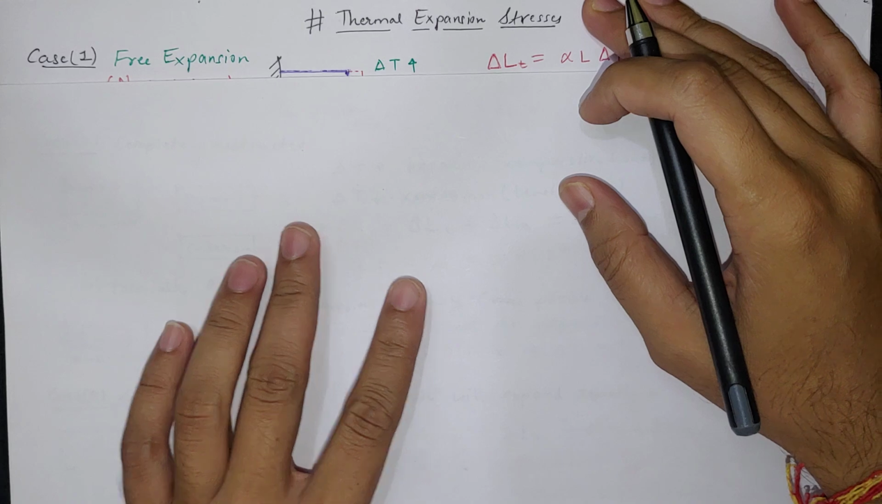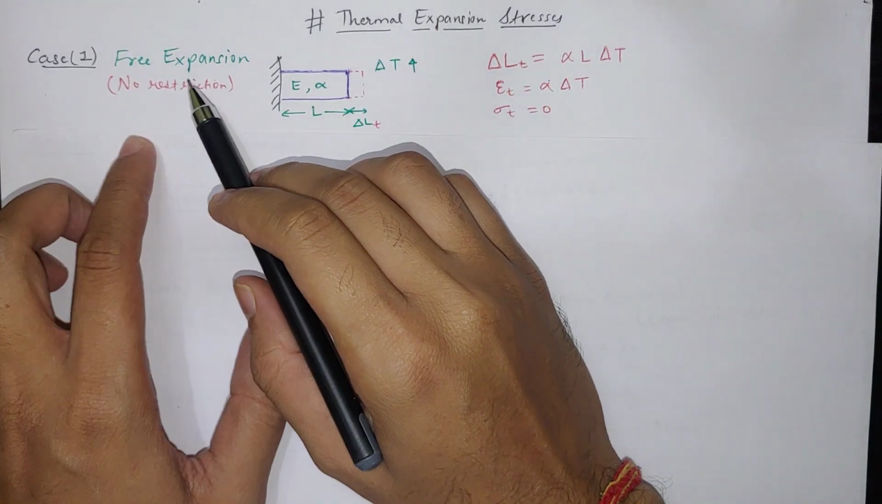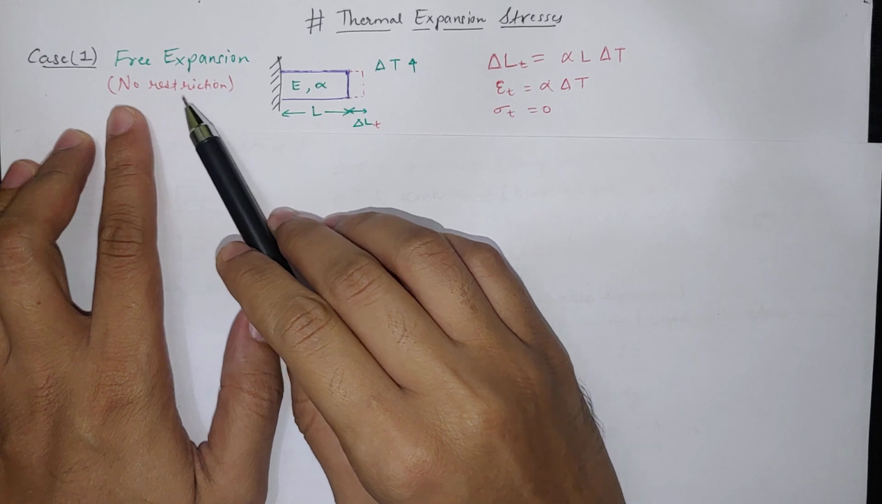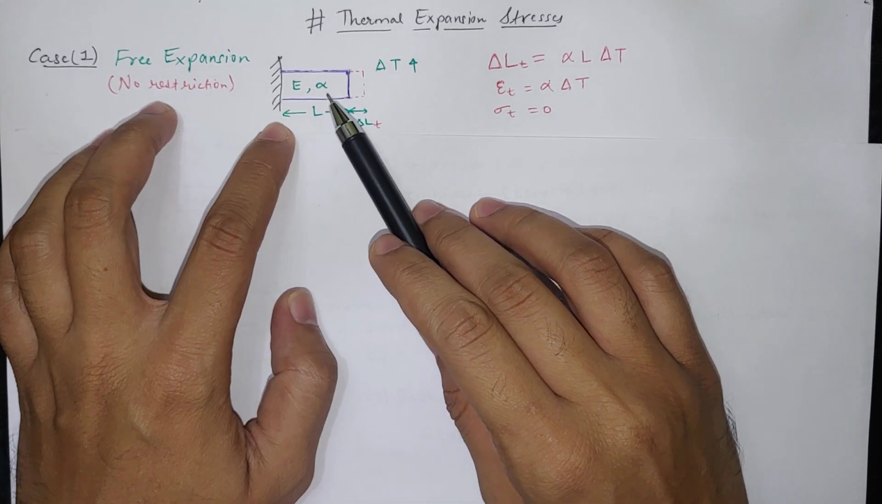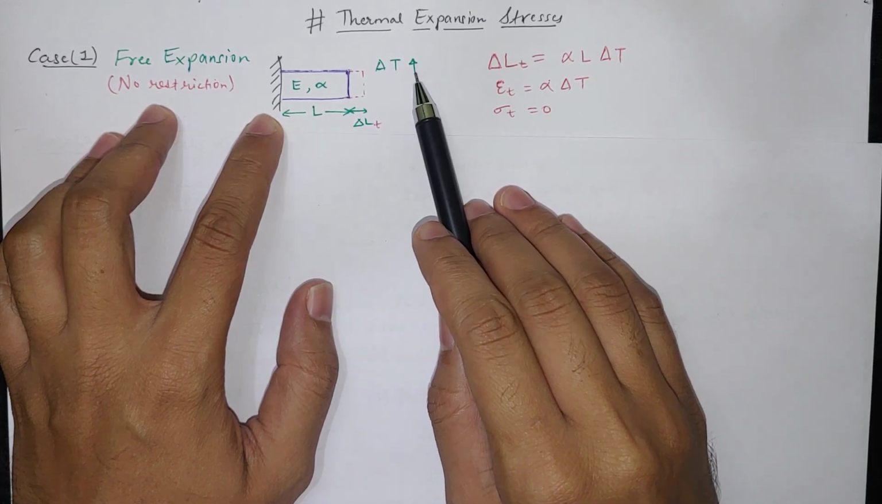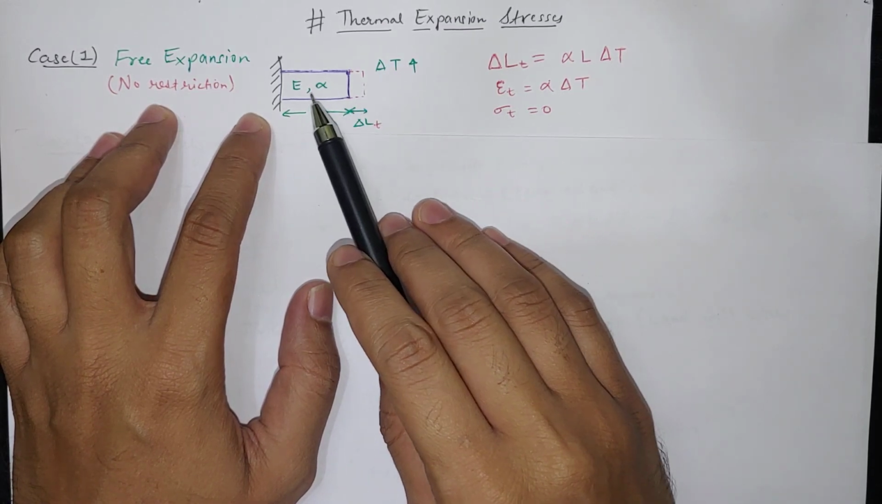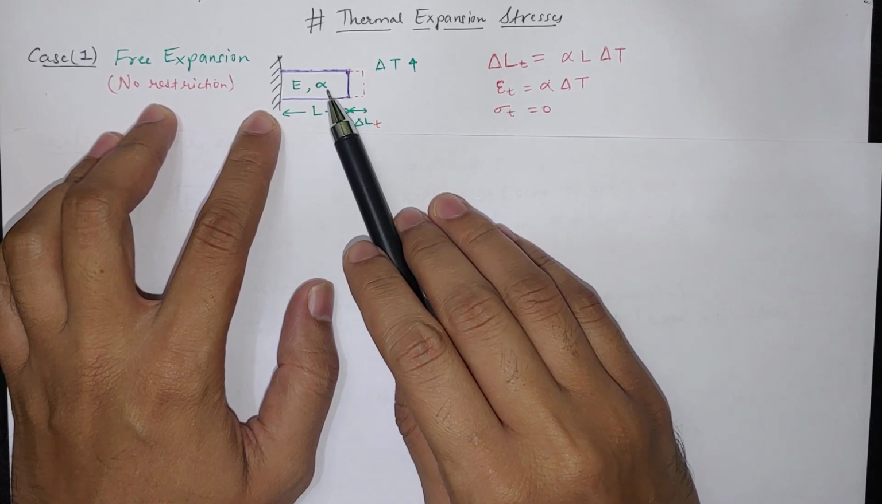In this video, we will see thermal expansion stresses. The first case is free expansion. Here in free expansion, we do not restrict any expansion due to the thermal. So here you see there is a cantilever beam and we are increasing the temperature by delta T. The material properties are Young's modulus E and thermal expansion coefficient alpha.